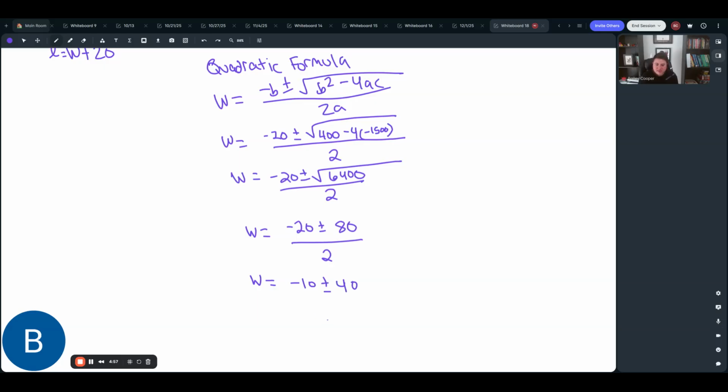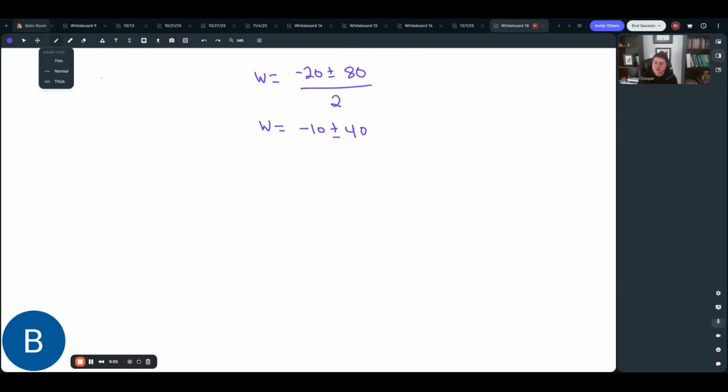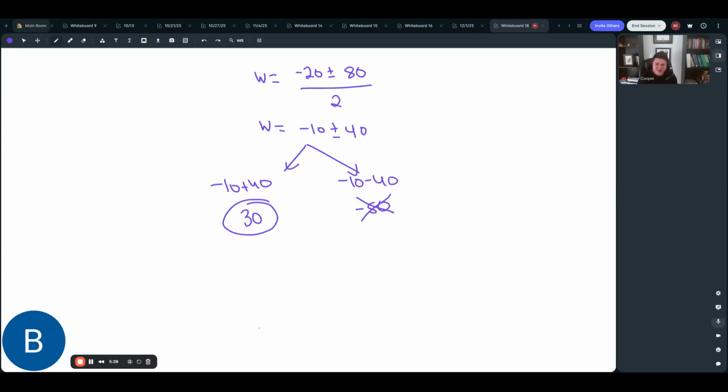And now we have our two solutions. Our two solutions are going to be negative 10 plus 40 and negative 10 minus 40. So negative 10 plus 40 is 30. Negative 10 minus 40 is negative 50. And this is where you have to start thinking about, okay, one of these makes sense and one of these doesn't. Negative 50 doesn't really make sense as the width of a pool because we can't have a negative pool. So I think 30 is the reasonable answer here.